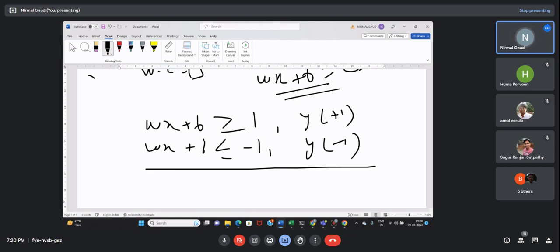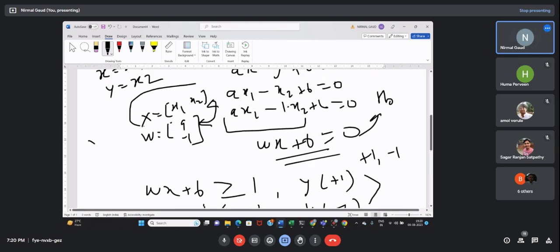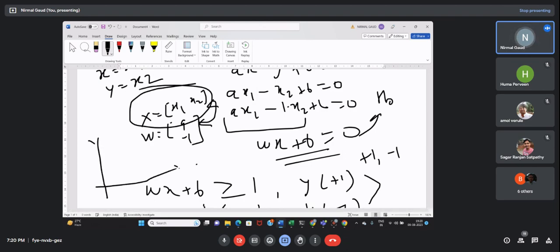I have already discussed why plus 1 and minus 1: we are available with two classes, plus 1 and minus 1. When I was talking initially about the maths, I discussed all these things. So this x1 and x2, actually it's a vector. I am going to represent the point as xi, and it's certainly a vector. So we are available with two vectors, xi and xj.